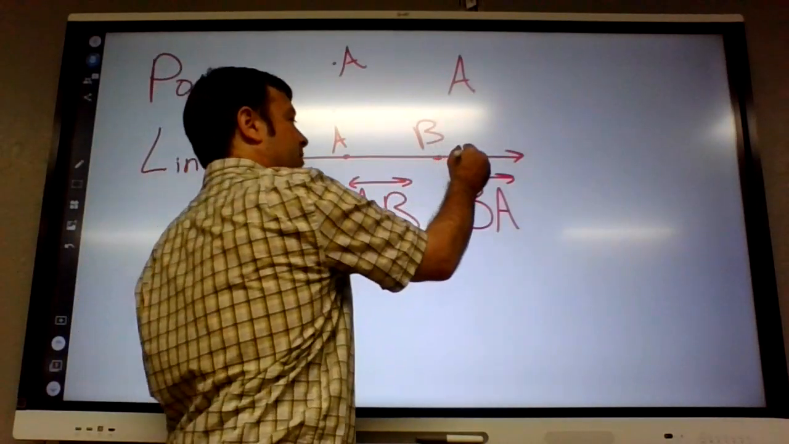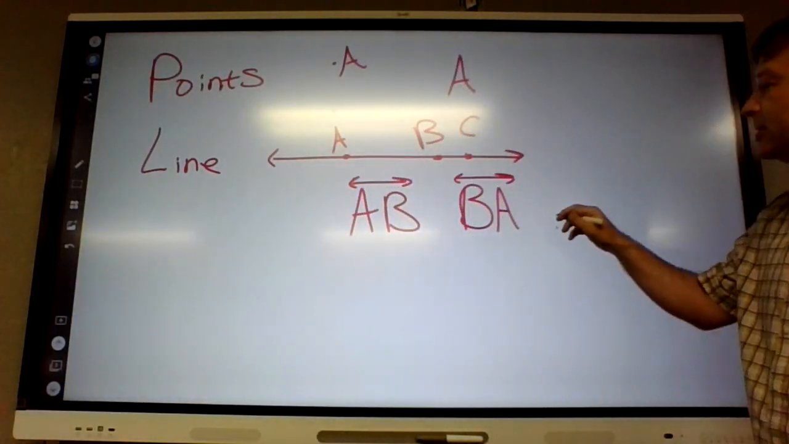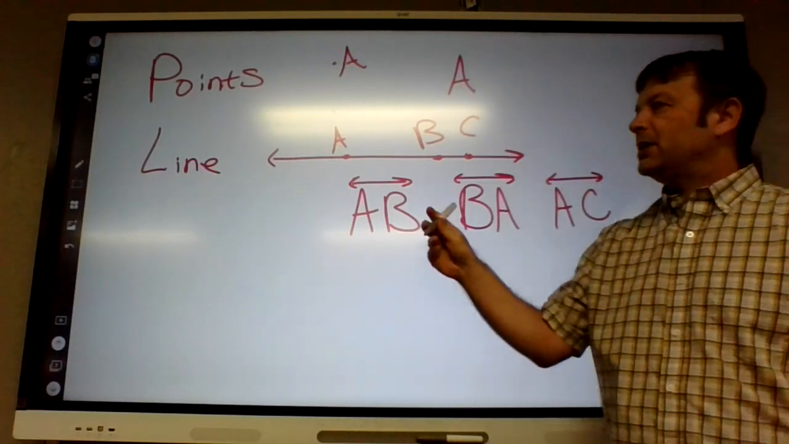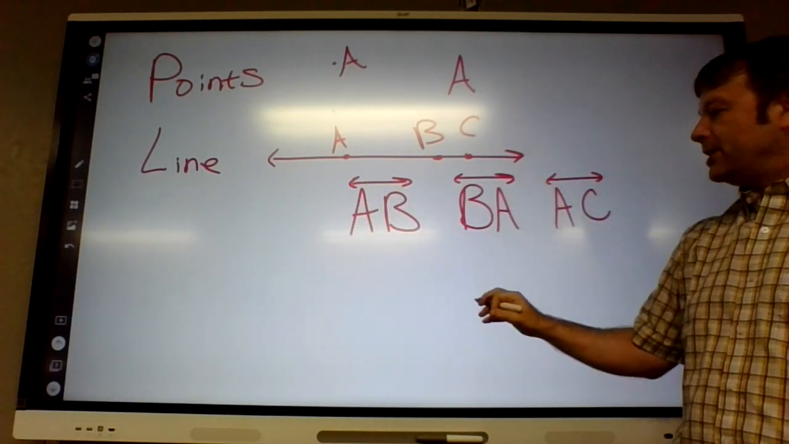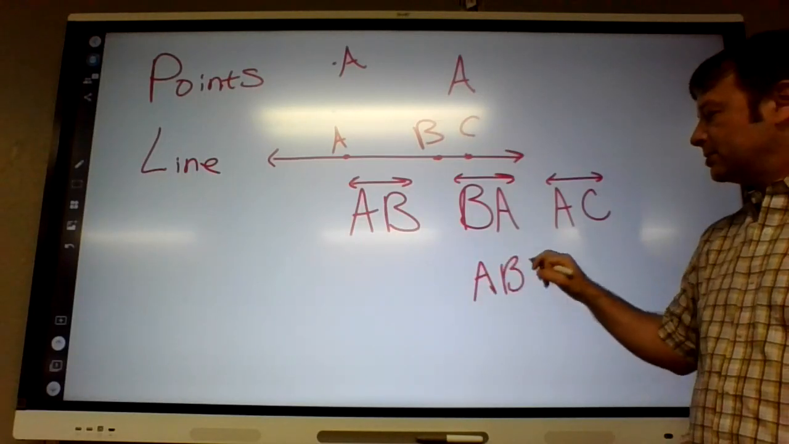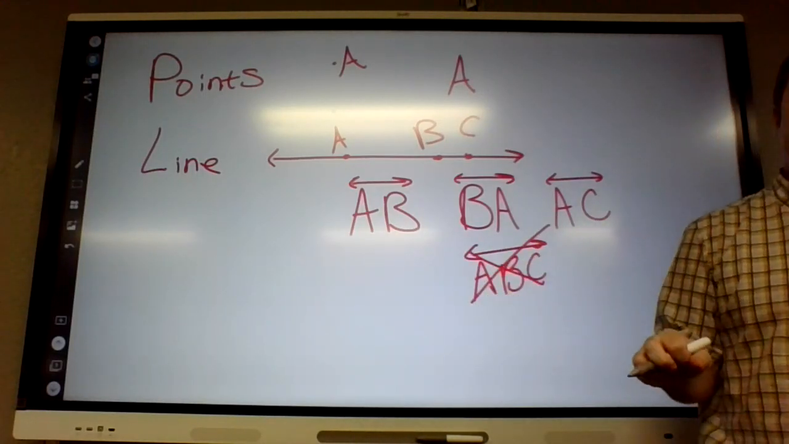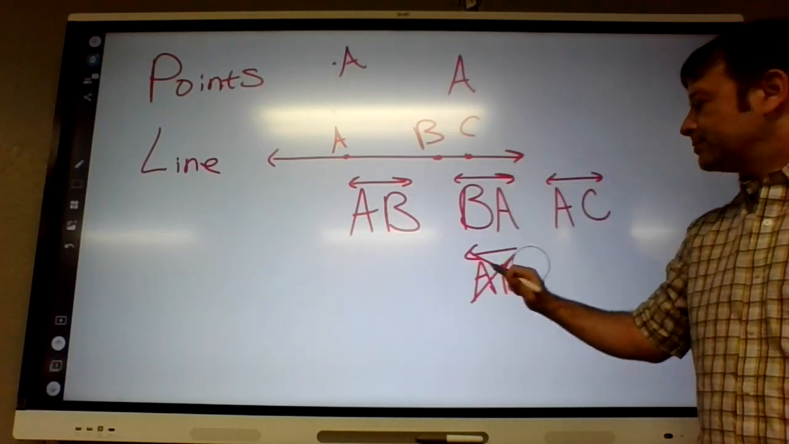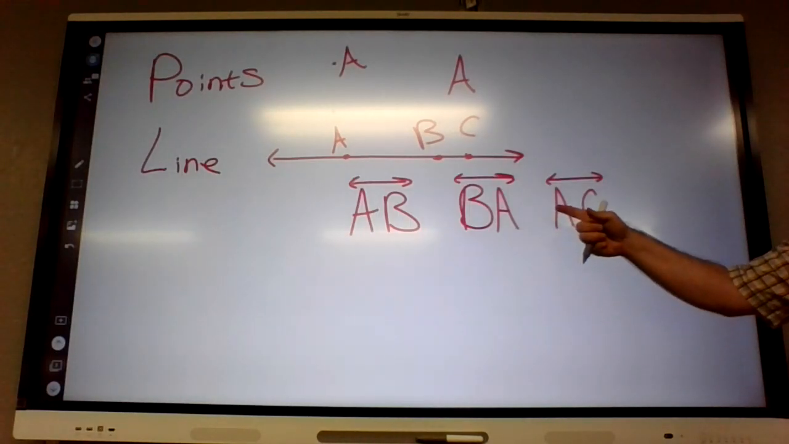Okay, if there's another point on the line, is line AB the same thing as line AC? Yes, because you're talking about the infinite line that those 2 points are on. Can I call it line ABC? No. Do not use 3 letters to name a line. So do not call it line ABC. Also, any 2 letters in any order for a line doesn't matter.